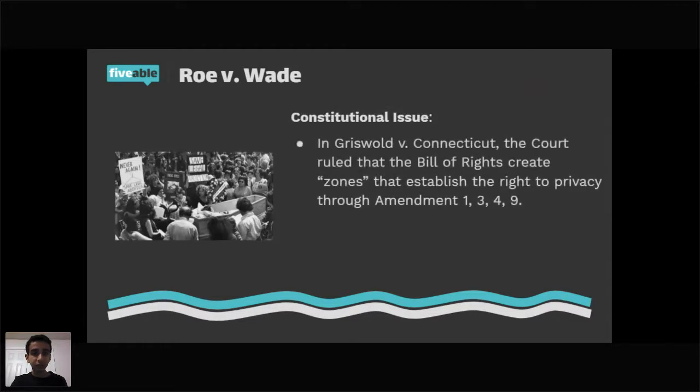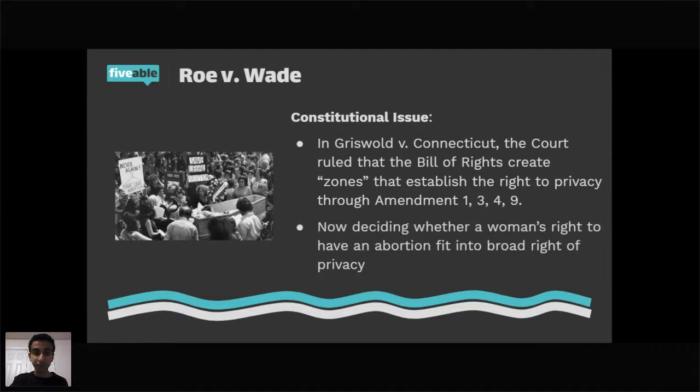With the constitutional issue, in a previous case, Griswold versus Connecticut, the court ruled that the Bill of Rights creates zones that establish the right to privacy. So like I said, amendments 1, 3, 4, and 9. Those zones were something the Supreme Court tried to establish because they obviously can't go back and change the entire Bill of Rights. They can't just add a 10.2 amendment and add the right to privacy. They felt that through Amendments 1, 3, 4, and 9, the right to privacy was implied. That's what they decided in Griswold versus Connecticut.